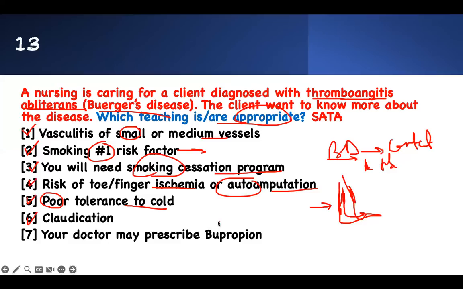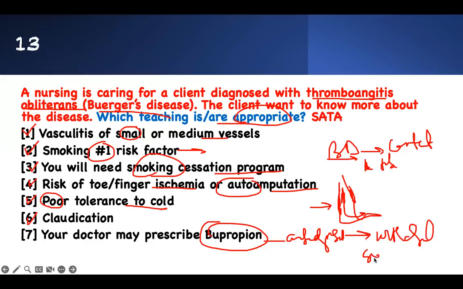Your doctor may prescribe bupropion. This is an antidepressant, but it's very good. It helps with the withdrawal symptoms of smoking, so we can use it for smoking cessation. Of course, it carries a high risk of suicide, so you've got to pay attention, and it can make you hyper. But it's very important. You can use it for smoking cessation because it helps with withdrawal symptoms, as you're craving tobacco.